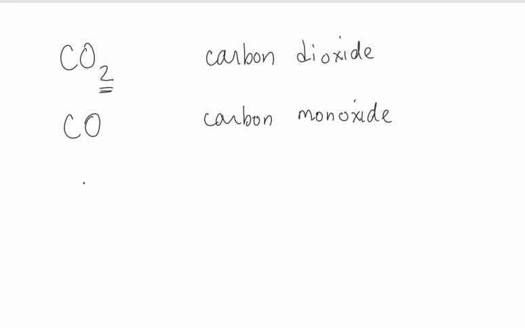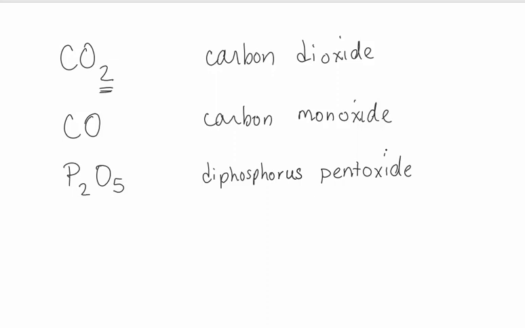Now, if we had something like P2O5, now we need to indicate that we have 2 Ps. So this would be diphosphorus pentoxide, pent for 5. So you can see the numeric convention coming out.